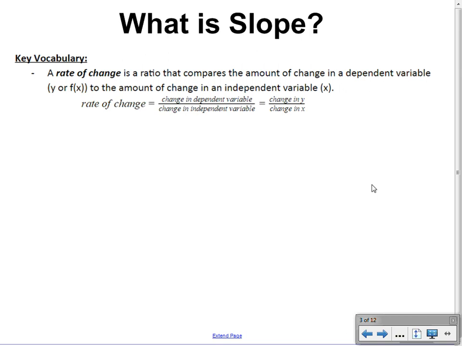So slope is really just a rate of change. It's comparing the change in the y values, which is our dependent variable, to the amount of change in our independent variable, which is x. So you can see that I have that formatted here in this little formula. We're mostly going to think about it as the change in y divided by the change in x, but remember, dependent variable is referring to y, independent is referring to x here.